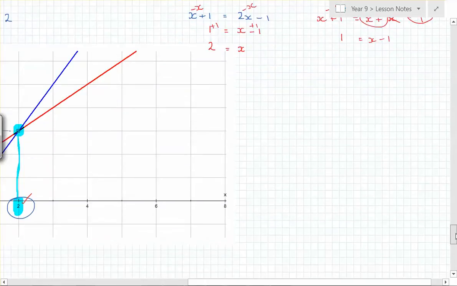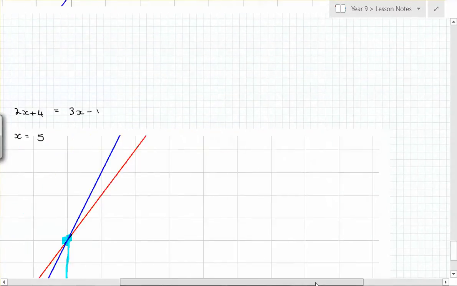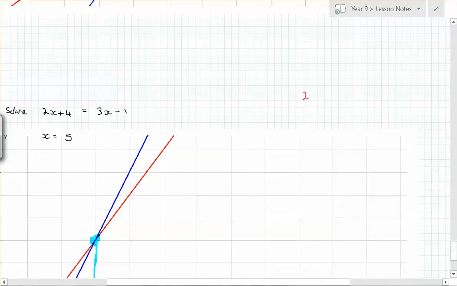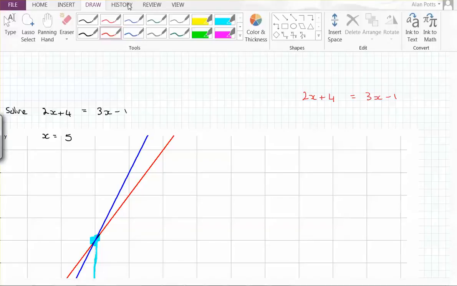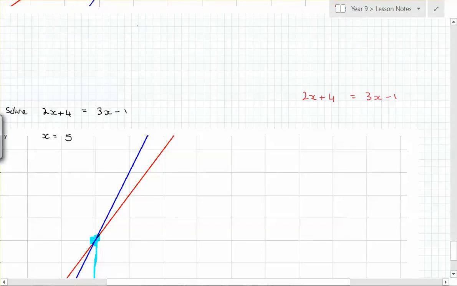Let's have a go at the next one. We've got 2x plus 4 equals 3x minus 1. There's lots of correct methods, as long as you abide by the rules: whatever I do to one side, I do to the other. It doesn't matter how quickly we get to the answer, we just have to get there. What would you like to do to both sides first? Take away 2x, because the other side has 3x.